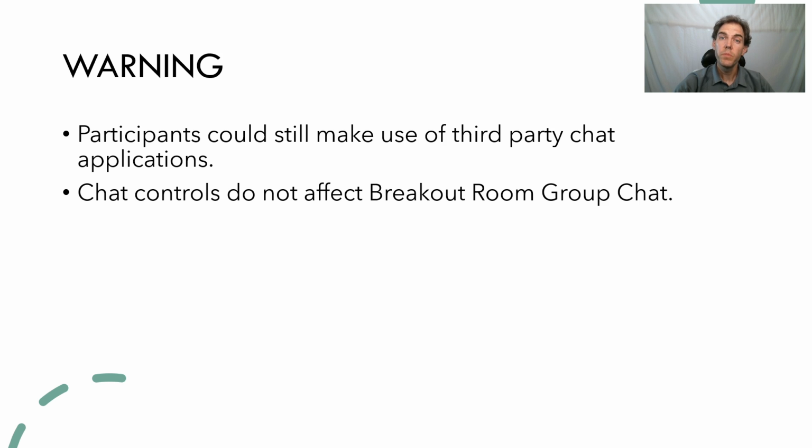One or two warnings before we get started, though. Participants could still be using third-party chat applications. So disabling chat in Zoom does not guarantee that your participants cannot communicate with each other privately or publicly. And chat controls do not affect the group chat in the breakout rooms. So even if you disable chat for the main meeting, chat will still be available in the breakout rooms. All right, but let's go ahead and get started.